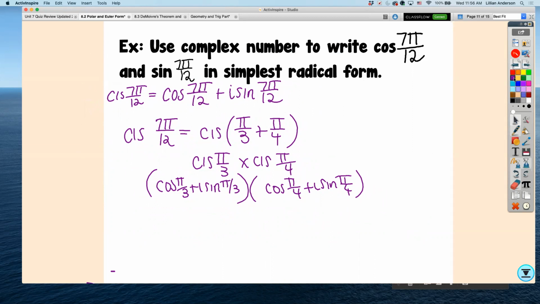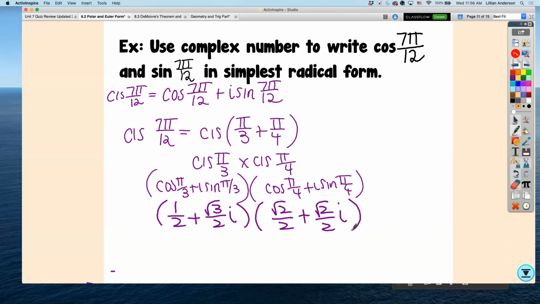What is the cosine of pi over 3? 1/2. What is the sine of pi over 3? So 1/2 plus root 3 over 2 i. That's going to be multiplied by the cosine of pi over 4, and then sine. All right, so when I multiply these out, I'm going to have to do old school FOIL.